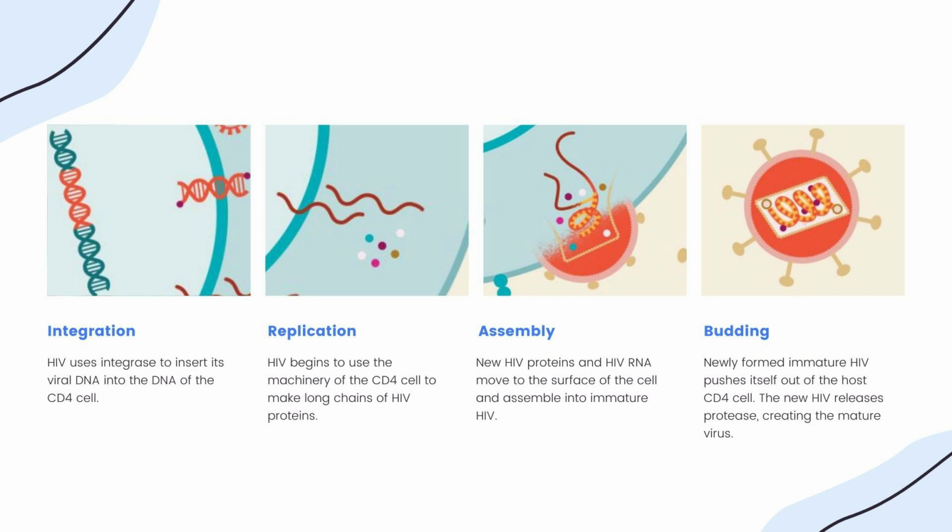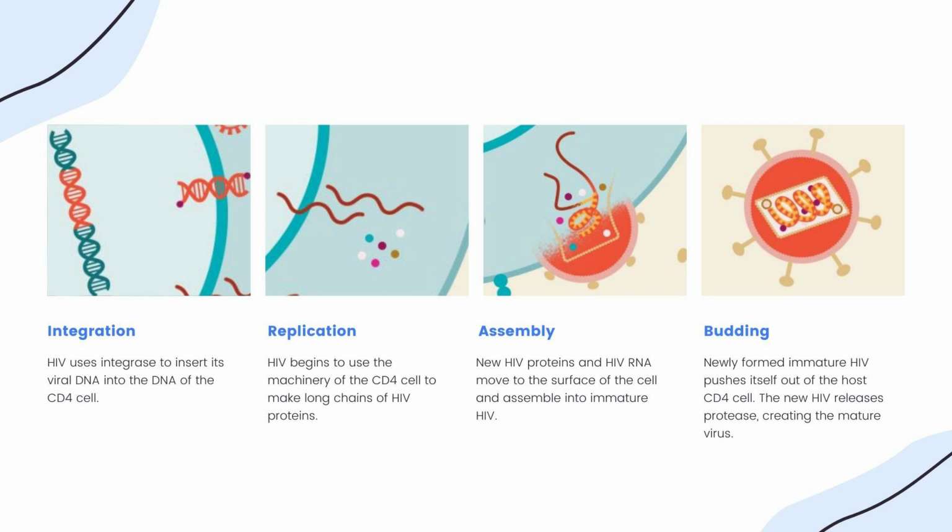Fifth, replication. The CD4 cell's DNA has now been incorporated by HIV, allowing it to produce viral proteins using that cell's own machinery. These proteins are the building blocks for the new HIV viruses. They are produced in long chains.